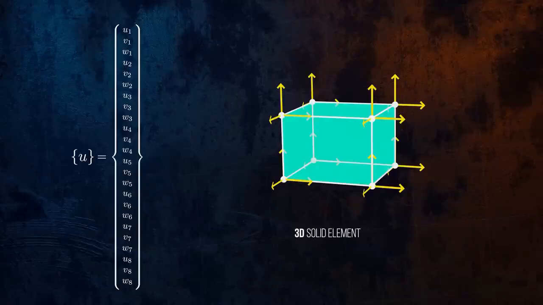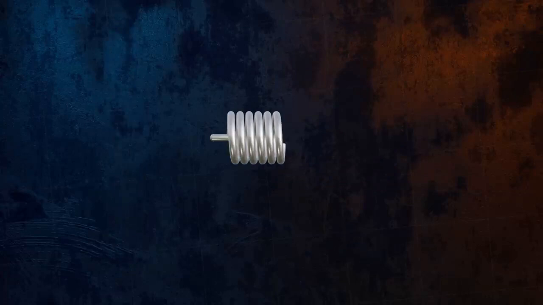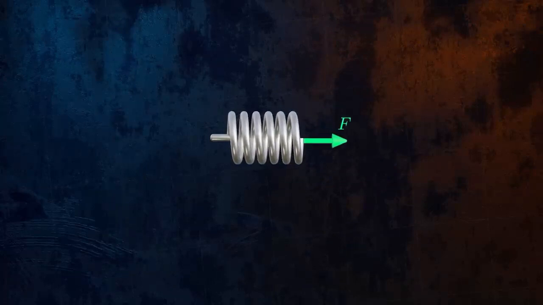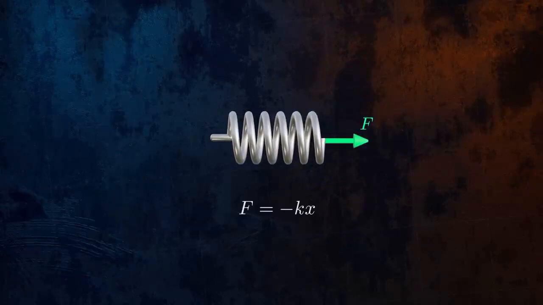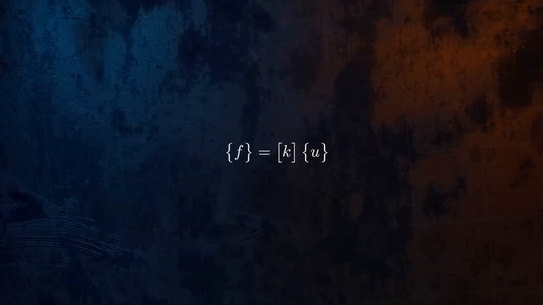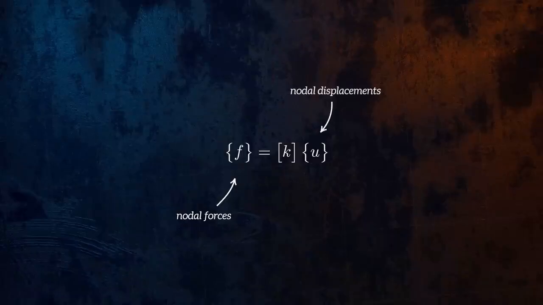So how can we calculate all of the displacements at every node in our mesh? For a spring, the relationship between force and displacement is defined by Hooke's law. The spring stiffness K determines how far the spring will displace for a given force. In the same way, we can think of the elements of our mesh as having a certain amount of stiffness that resists deformation. In this equation, F is a vector of the nodal forces and moments, U is the vector of the nodal displacements, and K is the stiffness matrix of the element.